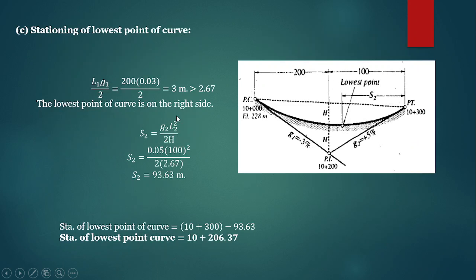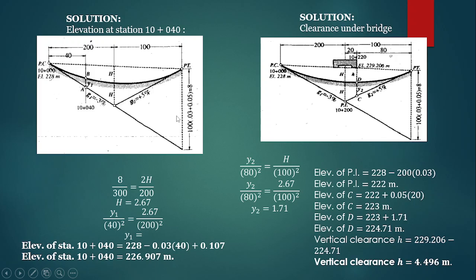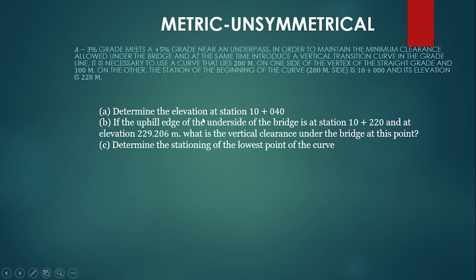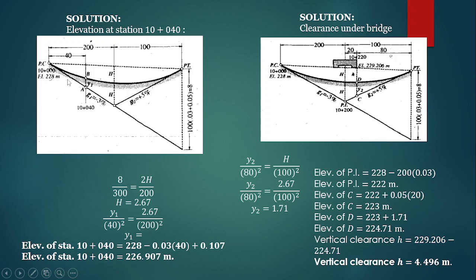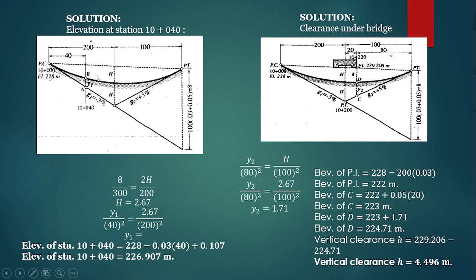tama ba? Ninanap ko lang po yung letter A. Letter A, determine elevation of station 10 plus 040. So, ito yung A pala, ito yung B, ito yung C. So, ito yung A natin.